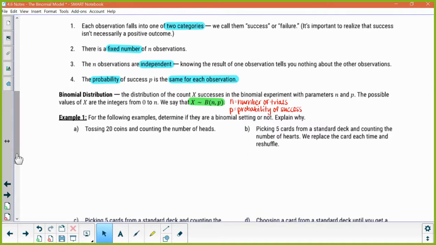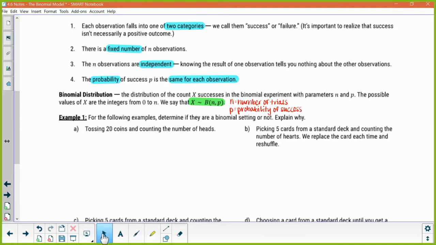So, example 1. For the following examples, determine if they are a binomial setting or not. Explain why. So I'm going to go down our list of what we checked for a binomial distribution and make sure that all of them have all 4 different qualities.